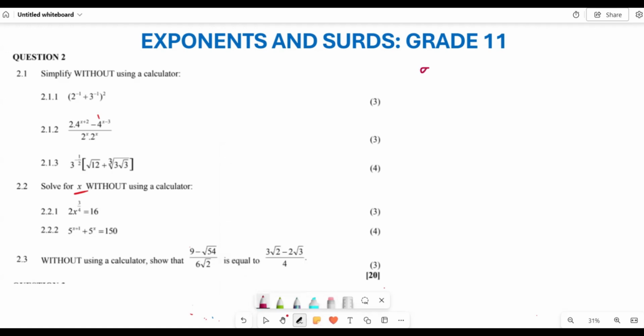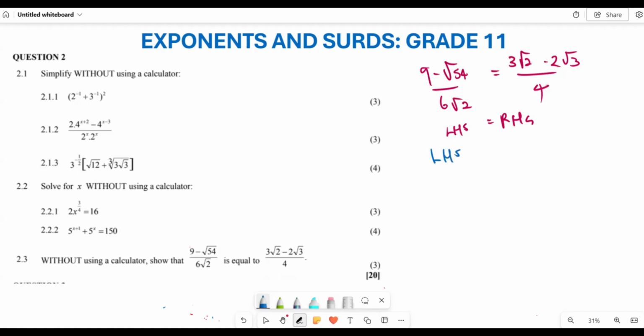They want us to show that (9 subtract root 54) over 6 root 2 is the same thing as (3 into root 2 subtract 2 into root 3) divided by 4. So here they want us to prove that the left hand side is equal to the right hand side. I am going to use my left hand side to prove this.